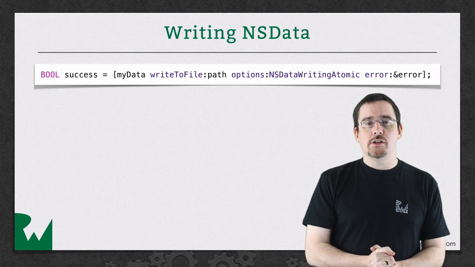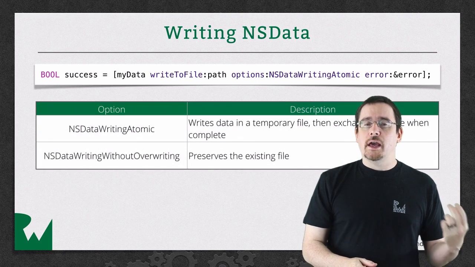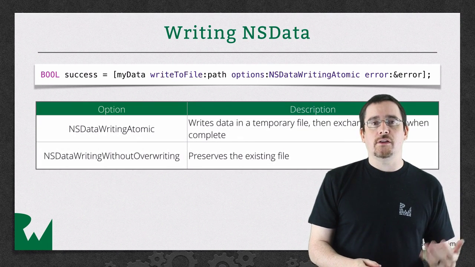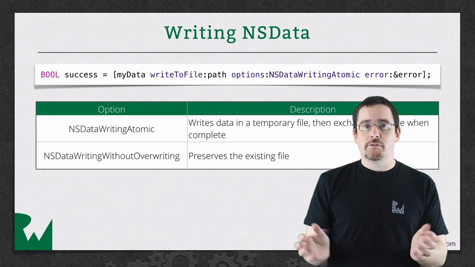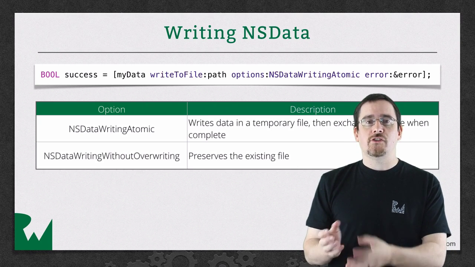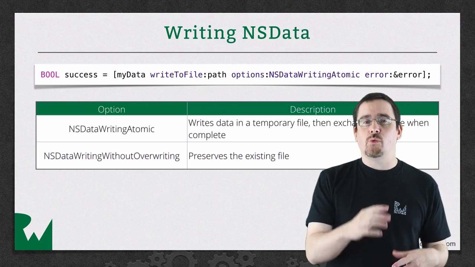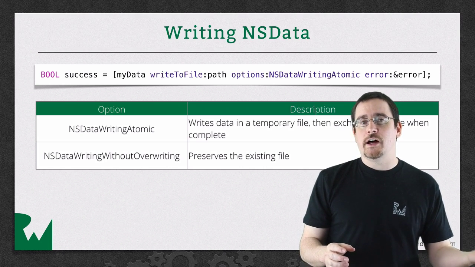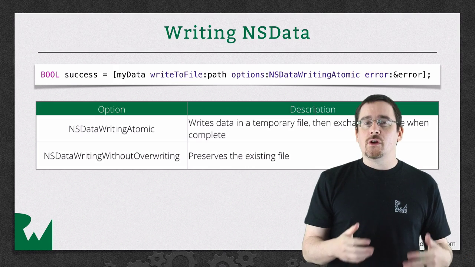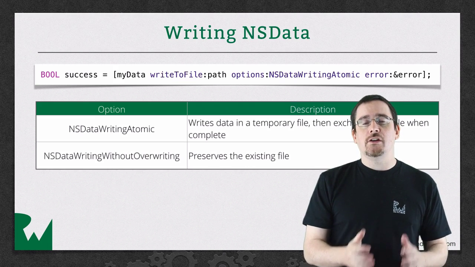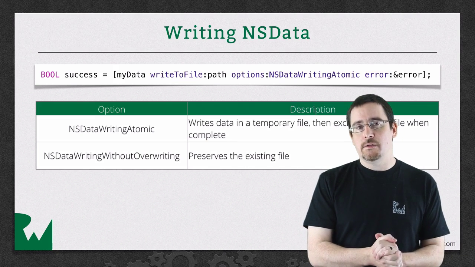Now, the two options that you can provide to this method are NSWritingAtomic, and that's just a hint to say that you want to create another file somewhere off in the file system that it's going to write to, and when it's done writing to that file, it's going to swap it out with an existing file at the location you provided. The other hint is NSWritingWithoutOverwriting, which is a hint not to overwrite any existing file.